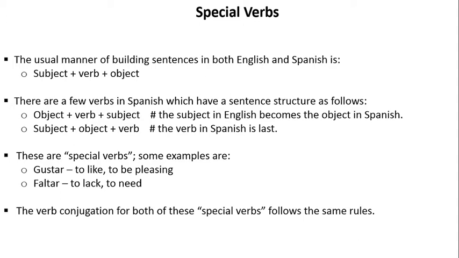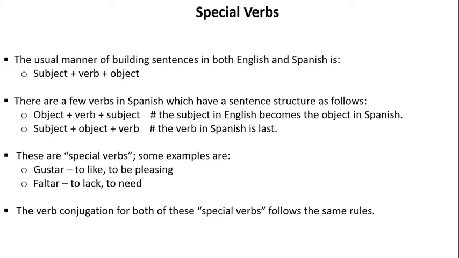Now, the usual manner of building sentences in both English and Spanish is we have the subject followed by the verb followed by the object. Now, there are a few verbs in Spanish which have a sentence structure which is different. The first structure is the object followed by the verb followed by the subject. In this case, the subject in English becomes the object in Spanish. The other structure is the subject followed by the object followed by the verb. In this case, the verb in Spanish is last. Now, we'll have examples of both.